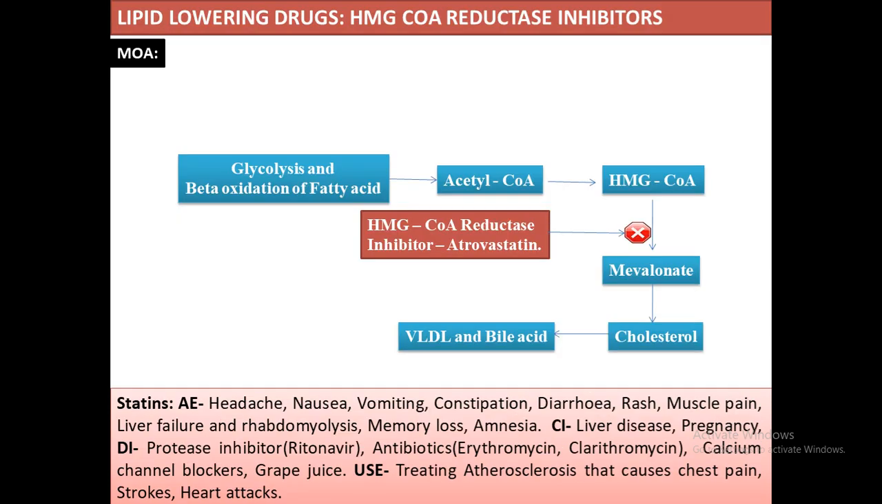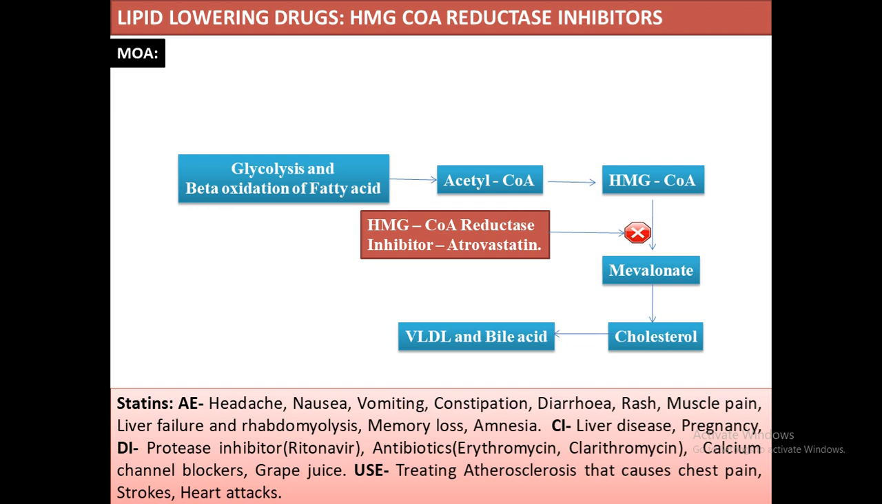Then the lipid-lowering drugs, or HMG coenzyme A reductase inhibitors. Glycolysis and beta oxidation of fatty acids are responsible for the production of acetyl coenzyme A. With the help of HMG coenzyme A reductase, this acetyl coenzyme A is converted to mevalonate. This mevalonate is responsible for the conversion to cholesterol and increases VLDL and bile acid production.